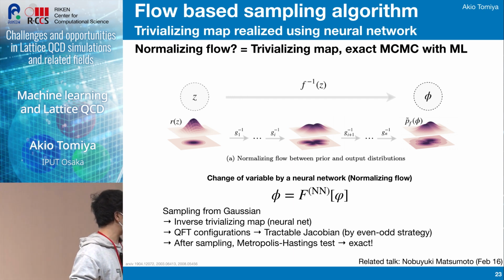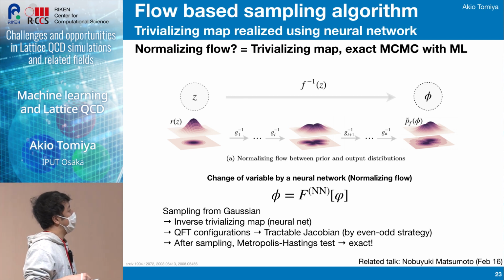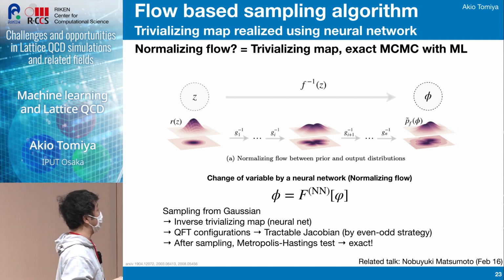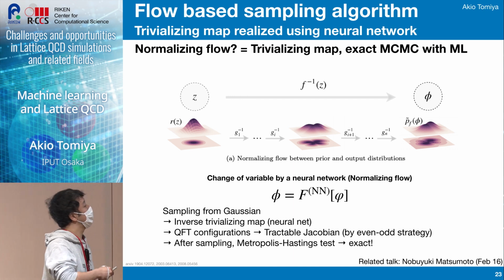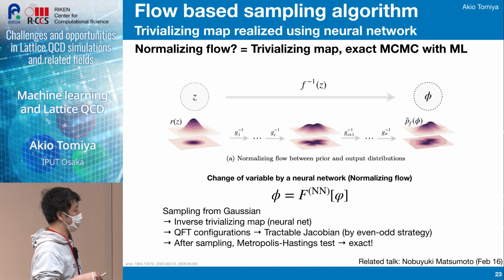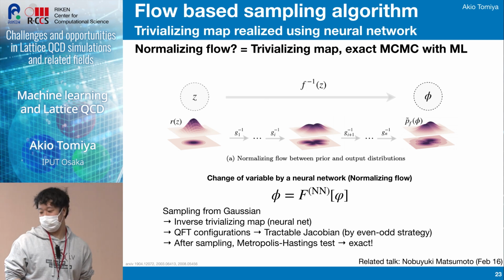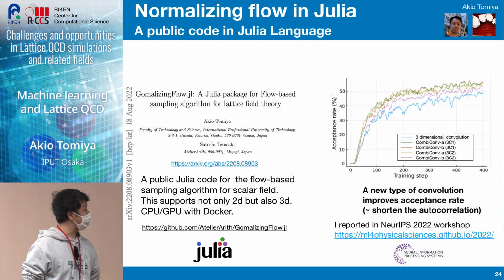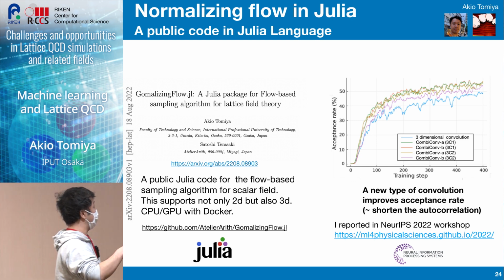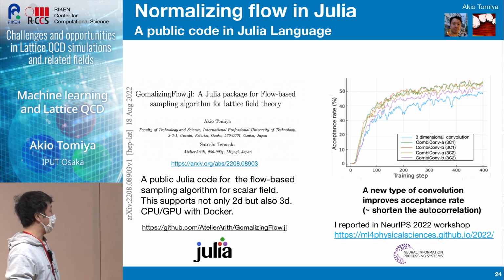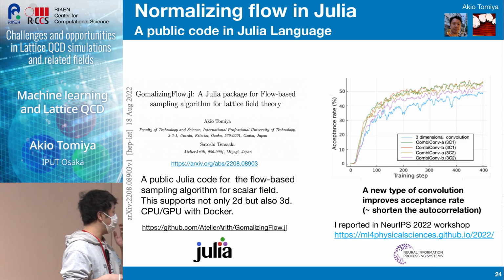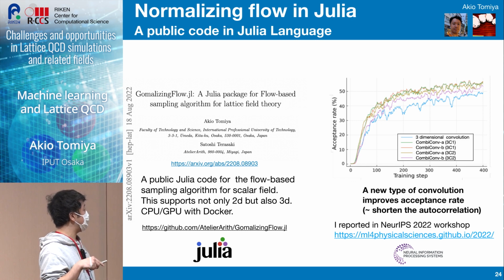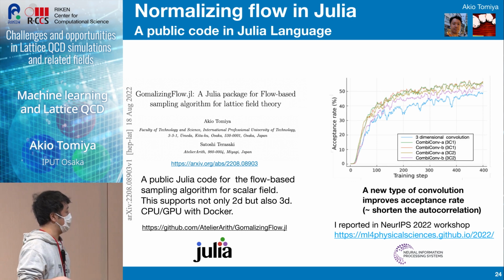And some people at MIT and Google DeepMind realized this kind of map using normalizing flow. They call it a flow-based sampling algorithm. The idea is very good, and we need to test it, right? To do that, we made a public code. We named it NormalizingFlow.jl. This is a public Julia code for the flow-based sampling algorithm for scalar fields. This only supports scalar fields for now. It supports not only 2D but also 3D. And this works on CPU and GPU with Docker.